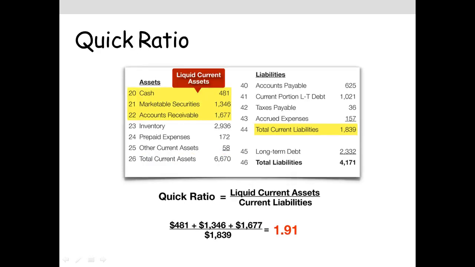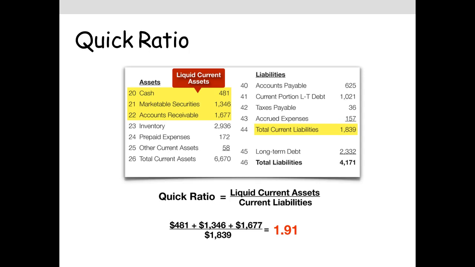The next one is the quick ratio. Please pause this video and take notes; it will be useful for you. Quick ratio means quick assets divided by current liabilities. Quick assets are the liquid current assets which we can convert into cash within a certain period, within 90 days, or 3 months.